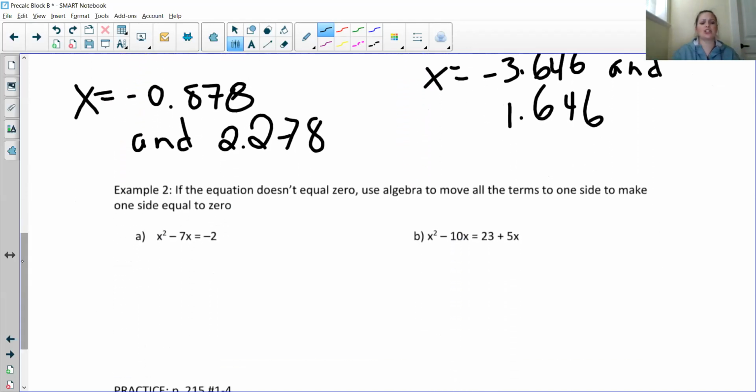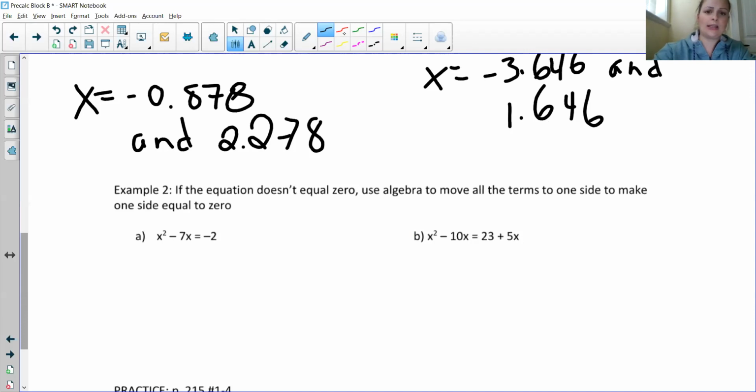The last thing I want to mention is when you have an equation that looks like A and B here. So if the equation doesn't equal 0, you're going to use algebra to move all the terms to one side so that one side does equal 0, because then you can graph it as if it was a function and find the zeros of the function, because those zeros are your roots.